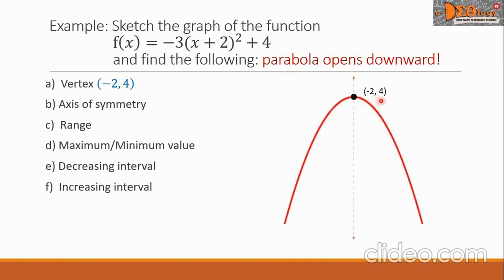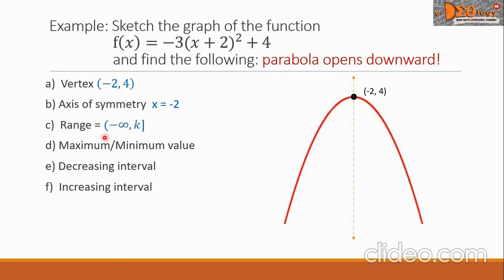Now letter B, for the axis of symmetry, it is the vertical line that passes through the vertex. And our formula is x equals h. And this h is the x coordinate of the vertex itself. So we will just substitute the value. So here the h becomes negative 2. Therefore, the axis of symmetry is x equals negative 2.